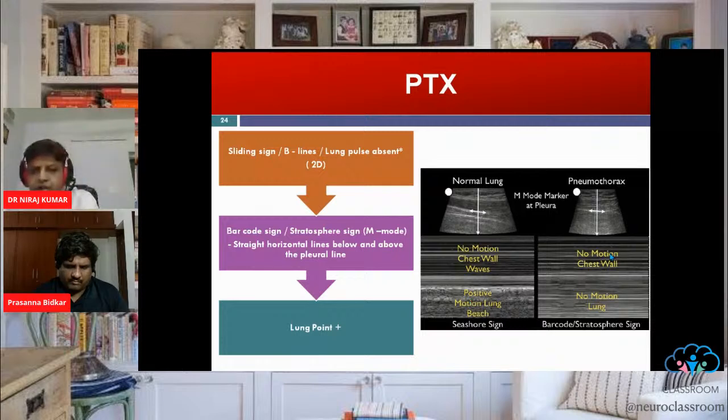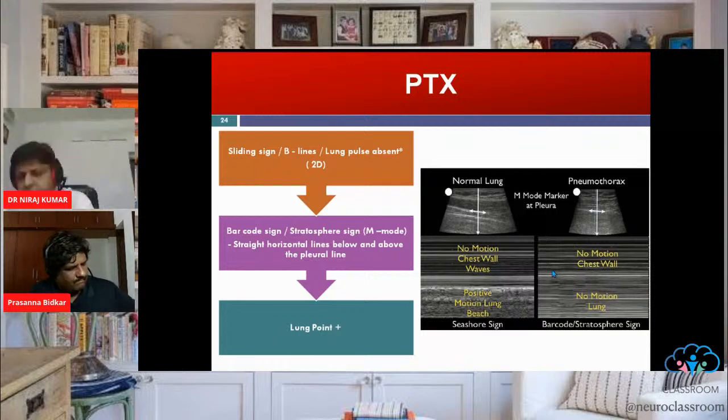On the contrary, in the M mode, in case of pneumothorax, it produces the barcode sign or stratosphere sign. We have already learned that this granular appearance is because of the movement of the lung. But in case of pneumothorax, since we cannot see beyond the pleura, we cannot appreciate this granular appearance of the lung. So what we are getting is the mirror image of the upper part of the pleura, which is the real structure, in the lower part of the image also. So we are getting these parallel lines.